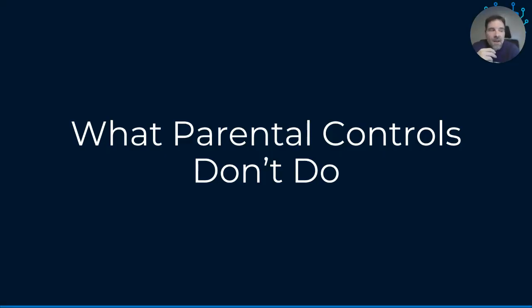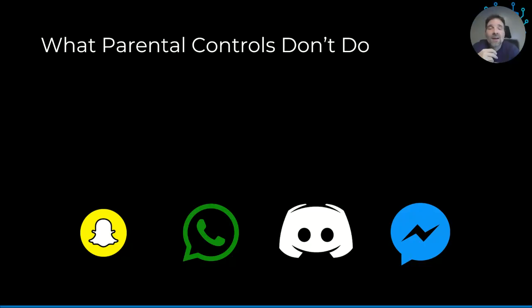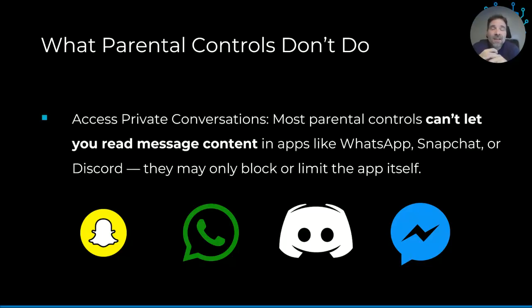And what parental controls don't do, this is very important. They don't access private conversations. So if your child is using Snapchat, WhatsApp, Messenger, or Discord, you will not have access to the content of the conversations they are having with other people in these apps.